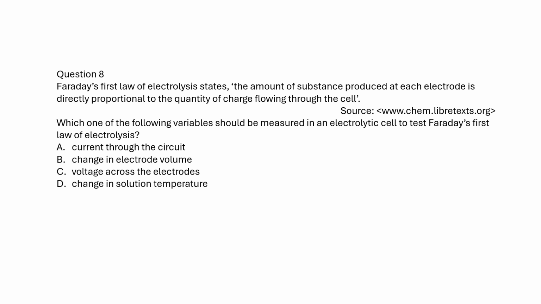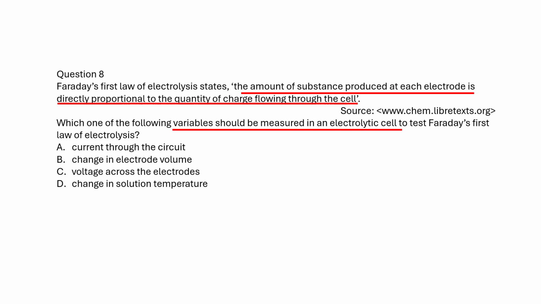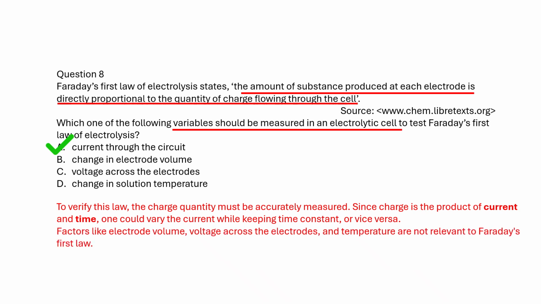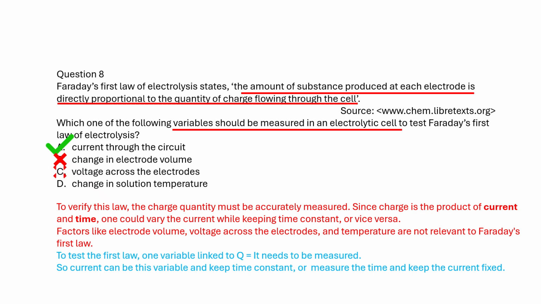Faraday's first law of electrolysis establishes a direct proportionality between the amount of substance produced at each electrode and the quantity of charge flowing through the cell. To verify this law, the charge quantity must be accurately measured. Since charge is the product of current and time, one could vary the current while keeping time constant, or vice versa. Factors like electrode volume, voltage across the electrodes, and temperature are not relevant to Faraday's first law.